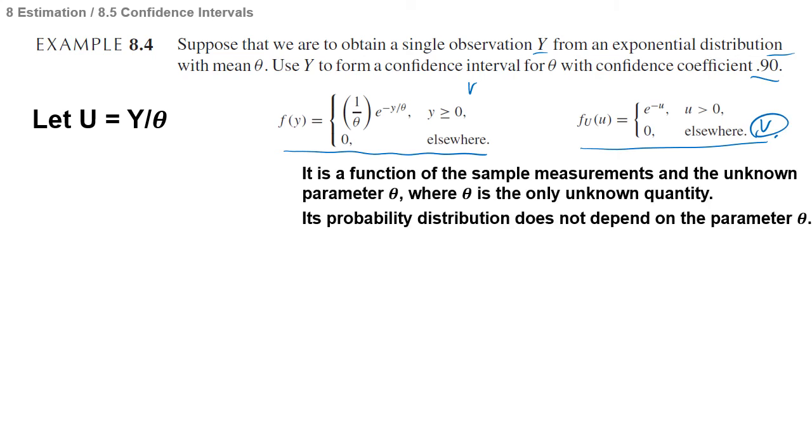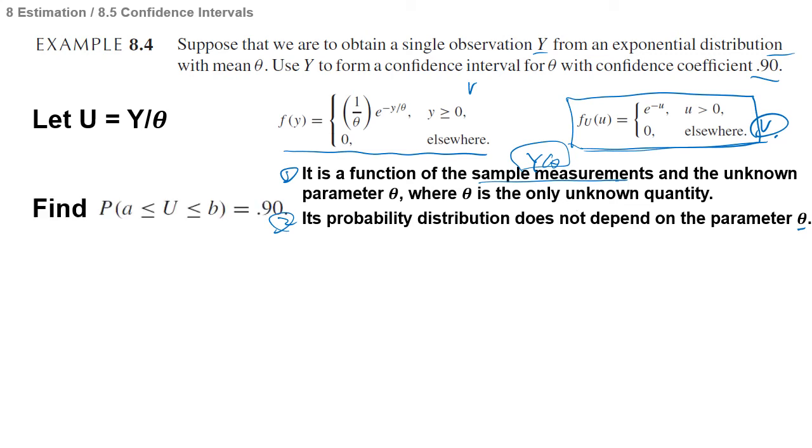So u, y over theta, is a function of the sample measurement y and the unknown parameter theta, where theta is the only unknown quantity. So the first part is true, and for the second part, the probability distribution does not depend on the parameter theta. So those two conditions hold. So let's proceed.